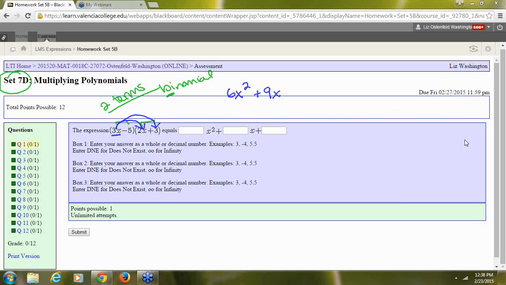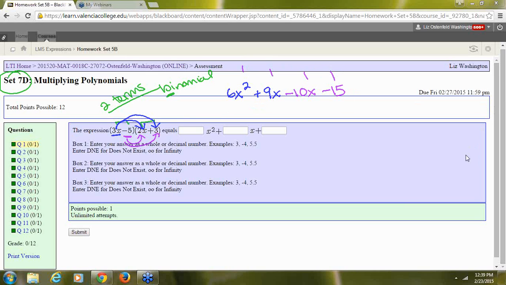And you want to make sure you do the same thing with the second number. So the second number is negative 5. I want to go negative 5 times 2x is a negative 10x, and negative 5 times 3, which is a negative 15. Now, notice I have four terms, right, because I multiplied four different numbers.